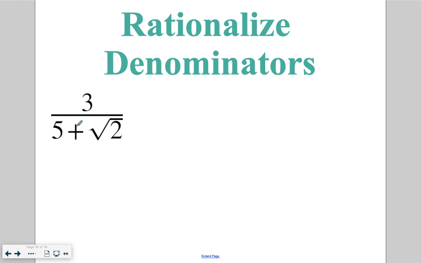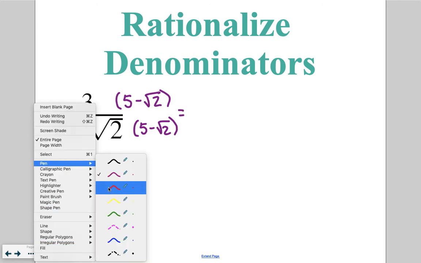So notice we've got an addition of a square root in the denominator. We learned in day 1 that we can't have square roots in the denominator. So what we're going to do is we're going to multiply the top and the bottom by the conjugate, that opposite value. So we're going to multiply by 5 minus the square root of 2 in the numerator and 5 minus the square root of 2 in the denominator. Up top, that's going to be a distributive property then.